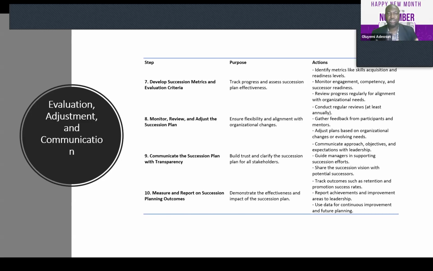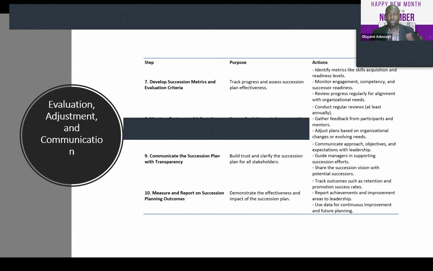Then you need to communicate the succession plan with transparency, build trust, and clarify the succession plan, okay, with all stakeholders, guide managers, okay, in supporting succession efforts, share the succession vision with potential successors. Number 11, this is a default for any HR program.